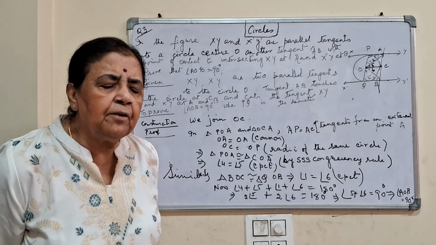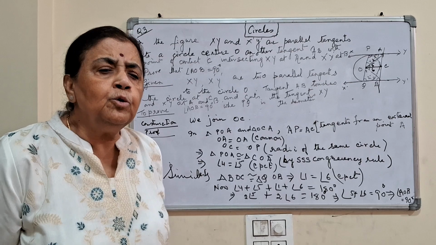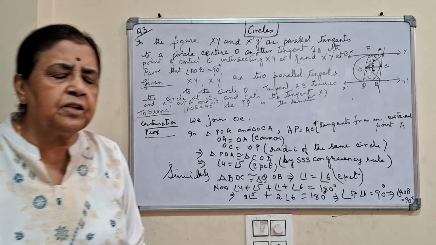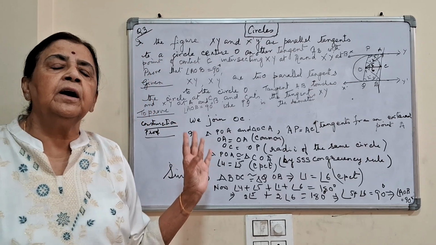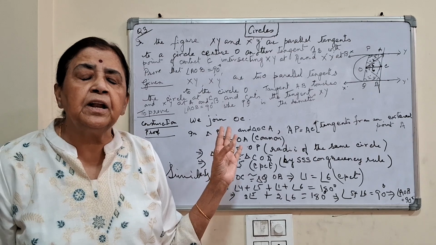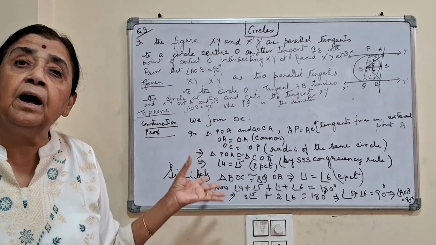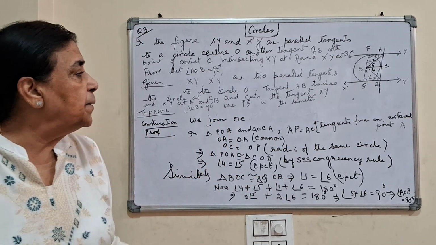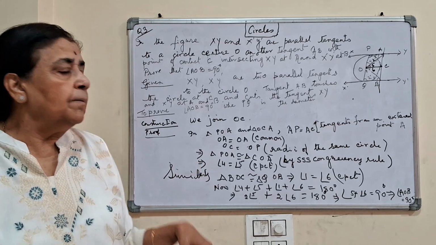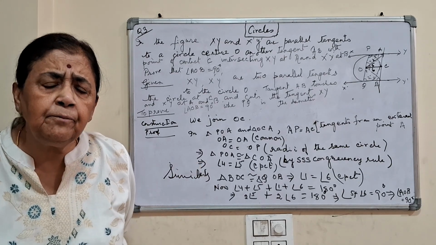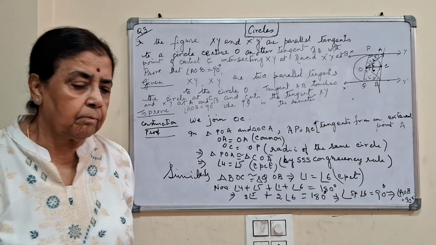Circle sums are very, very easy. You just use common sense, that is, tangents from the external point to the same circle are equal. So this is a very, very common thing.